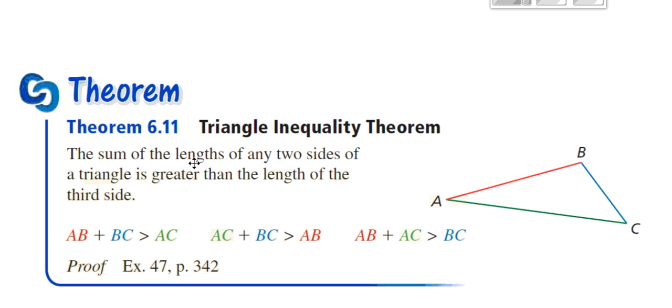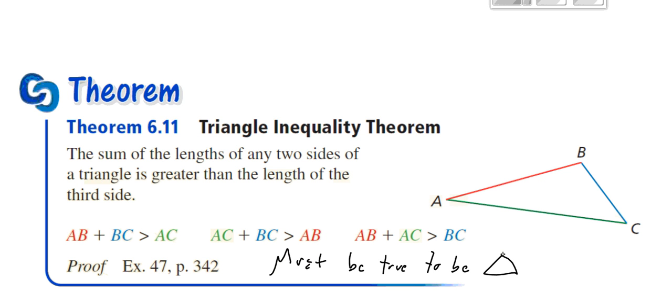As we look at this theorem, this is how it's laid out: the sum of the lengths of any two sides of a triangle is greater than the length of the third side. To be a possible triangle, we have to make sure that all three of these are true. So these must be true to be a triangle.